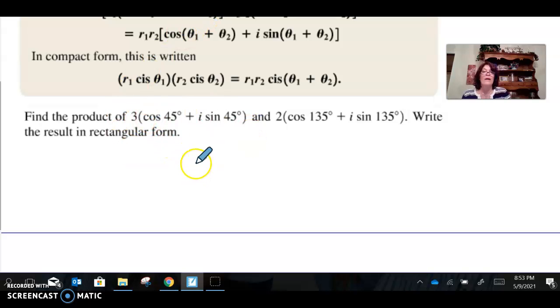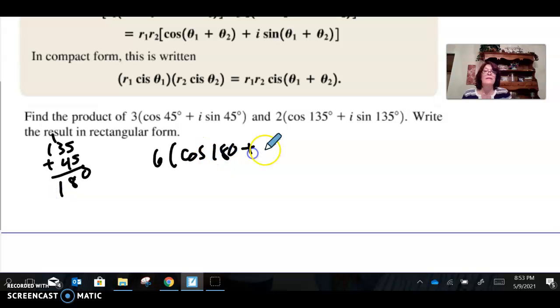I would have 3 times 2 is 6. And then I'd have the cosine of whatever 45 and 135 are. I have to add those together, right? What's that? 180. Okay. That's what this is saying. You multiply the numbers together and you add the angles together.